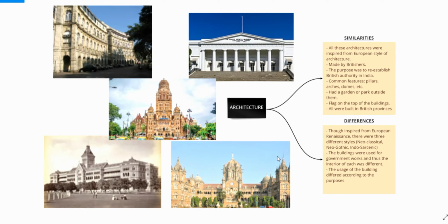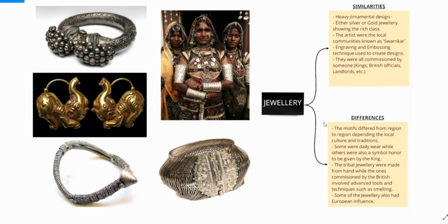Now coming to the jewelry, the similarities were, we can see that heavy ornamental designs can be seen in the jewelry. They are either made up of silver or gold, showing the rich class.